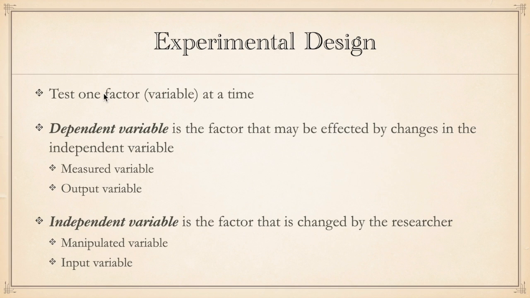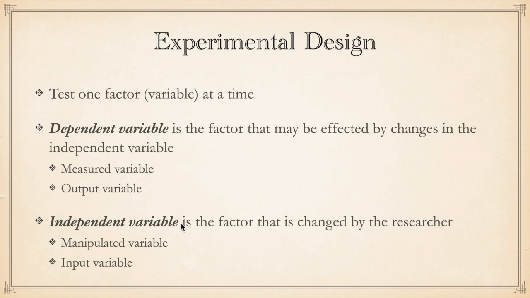So, experimental design. Test one factor or variable at a time. If you're designing an experiment, you don't want to test multiple things. If I change two things and I have an effect, I don't know what actually changed or what made that effect. The dependent variable, again, is a factor that may be affected by changes in the independent variable. Also called the measured variable sometimes, or the output variable. This is what you're measuring at the end to see if you had a change.